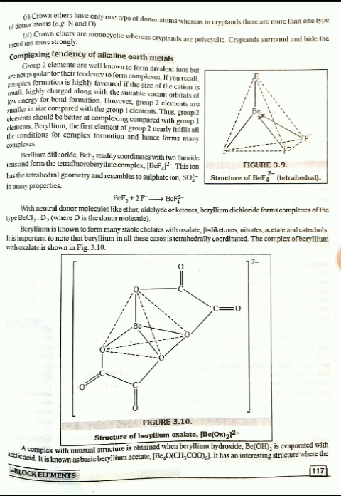A complex with unusual structure is obtained when beryllium hydroxide, Be(OH)2, is evaporated with acetic acid. It is known as basic beryllium acetate. It has an interesting structure where the central oxygen atom is surrounded by 4 beryllium atoms that are located at the 4 corners of a tetrahedron. The 6 acetate groups are arranged along the 6 edges of the tetrahedron as shown in figure 3.11.